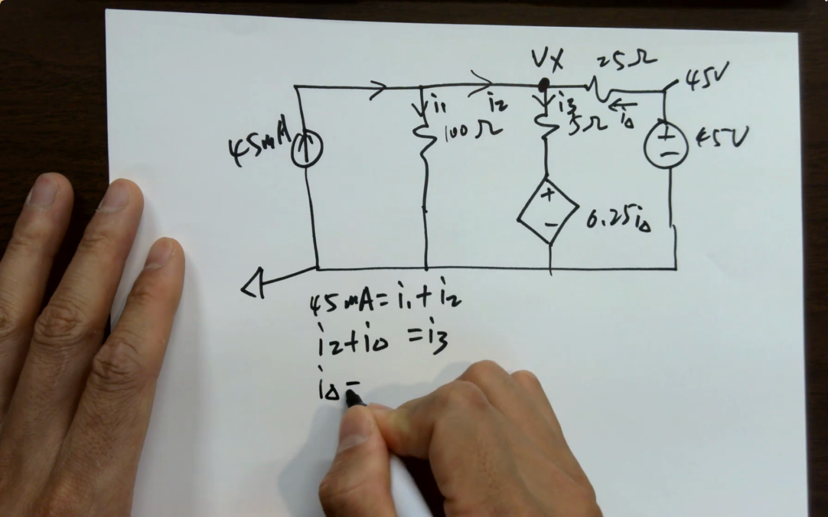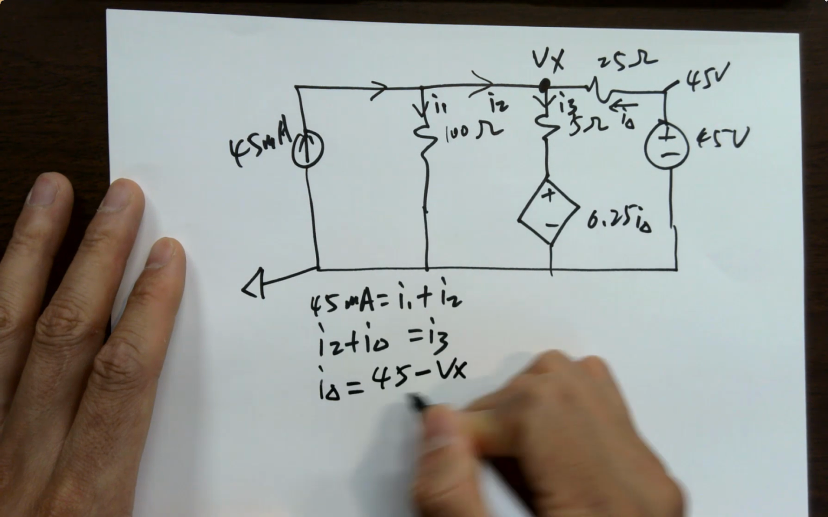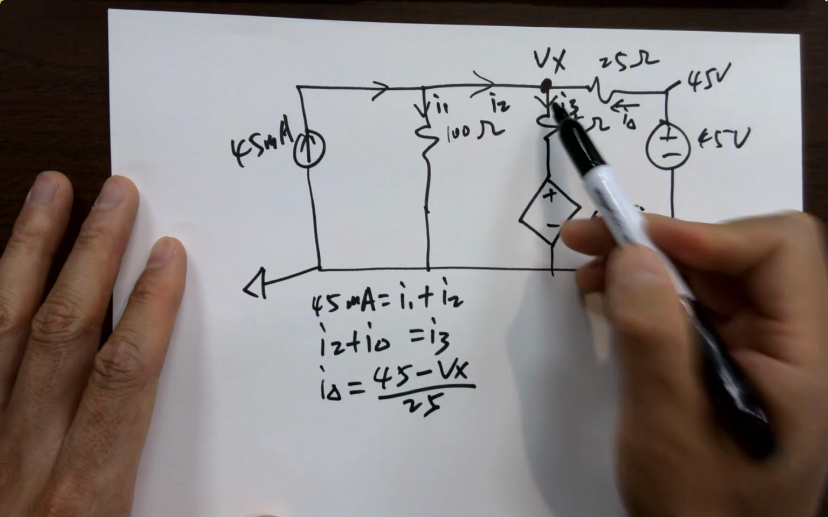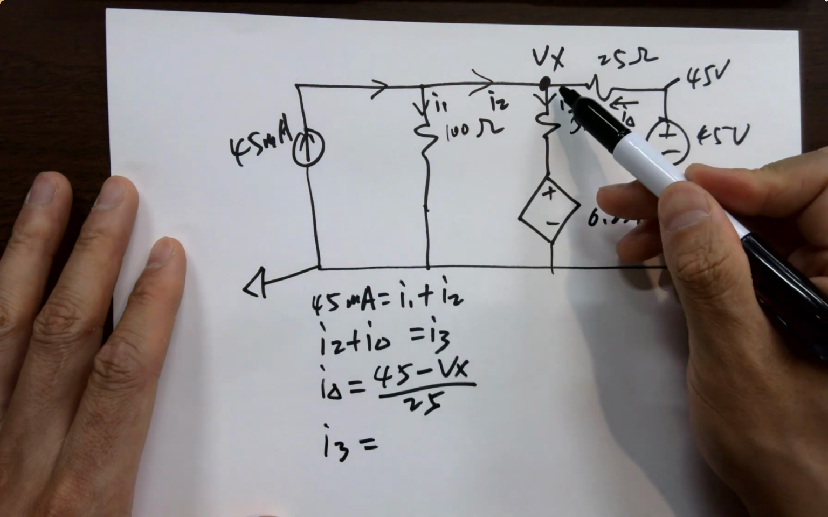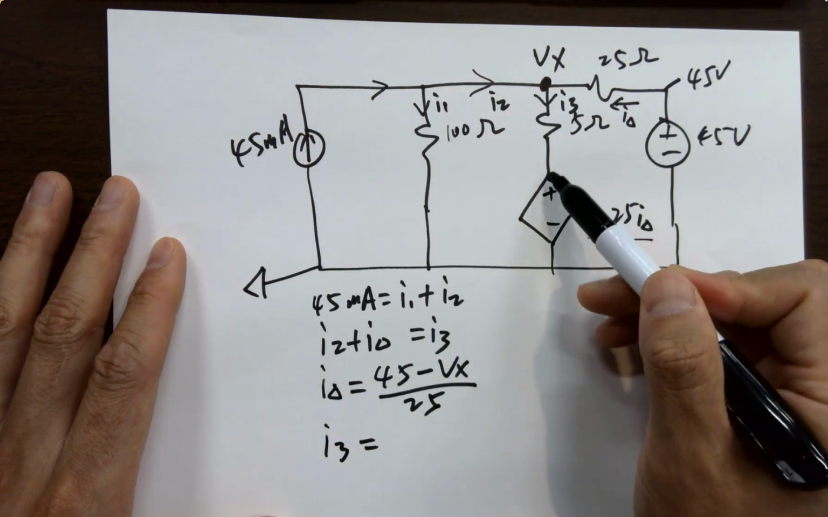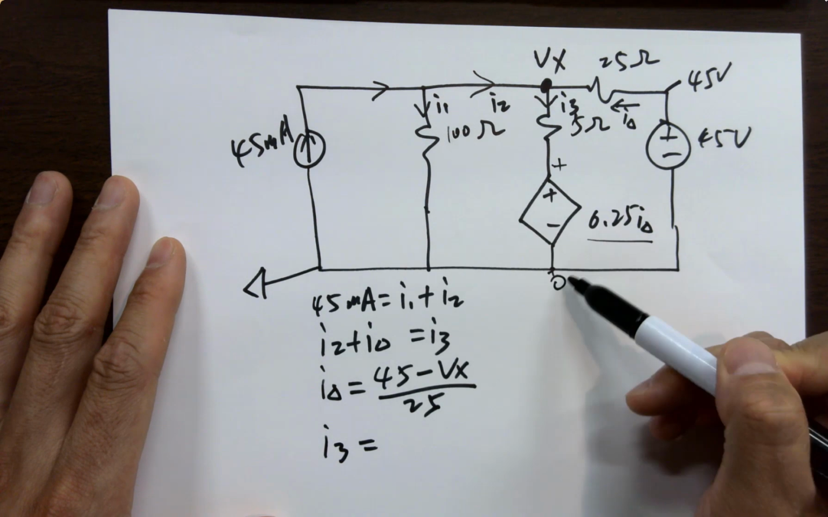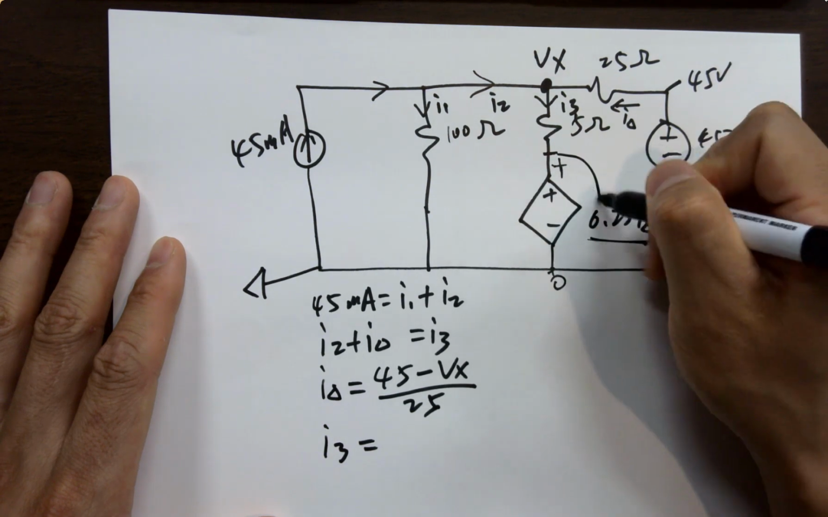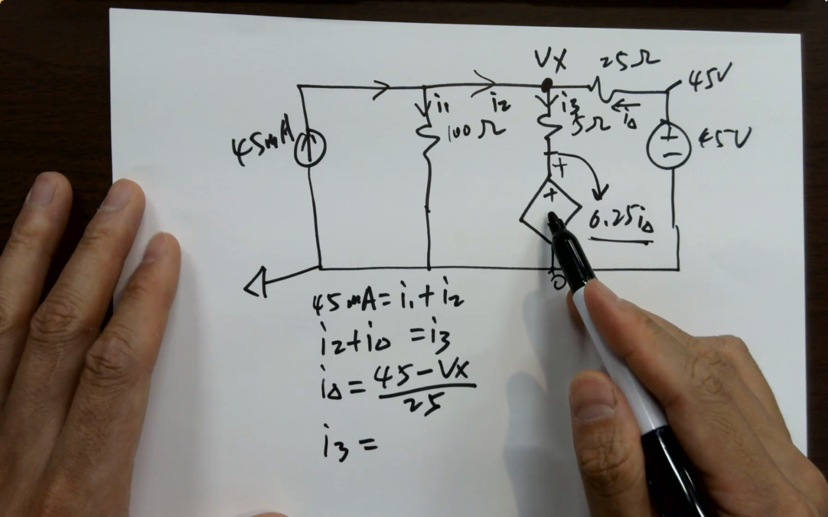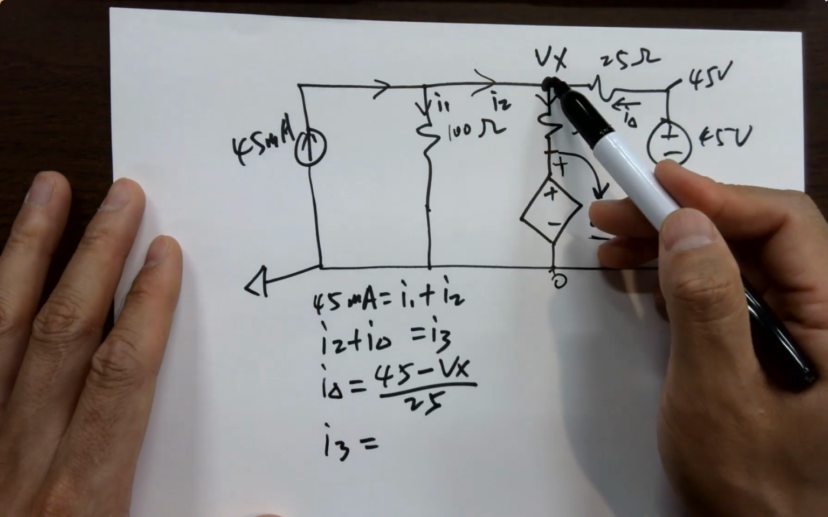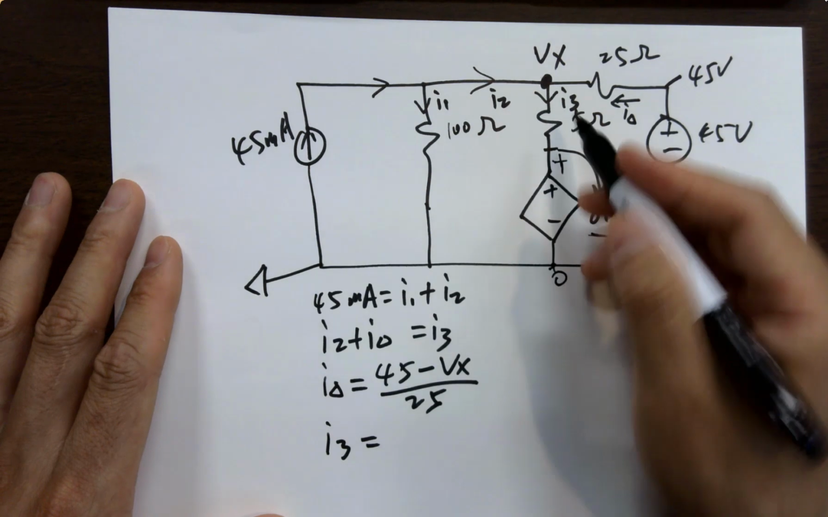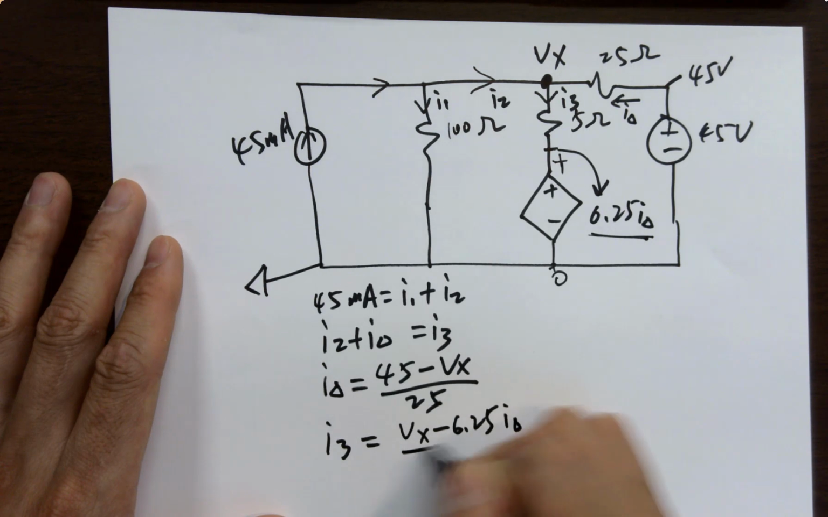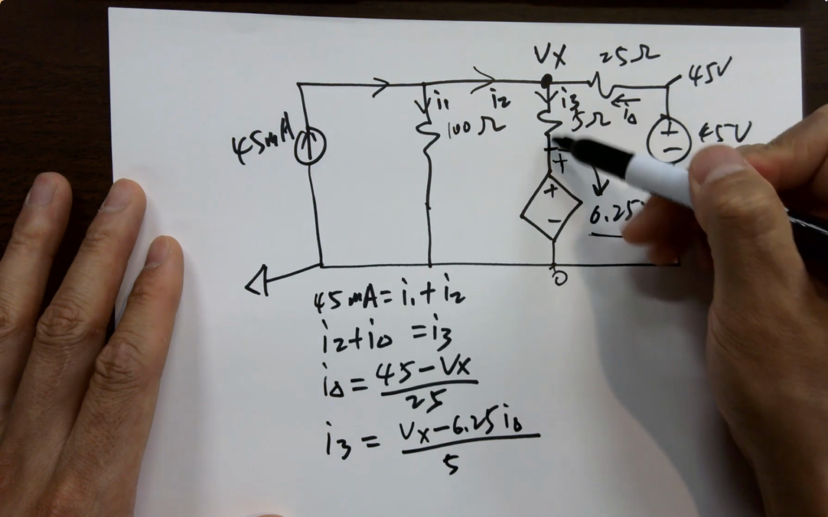Can we find I delta? Yes. I delta is 45 minus Vx over 25. What is I3? I3 is Vx minus this, because this is the voltage. It's boosting 0 to here by this much, so the voltage here is this much. It's a current controlled voltage source. And we know Vx, it's assumed. So I3 is Vx minus 6.25 I delta, over 5 ohms.